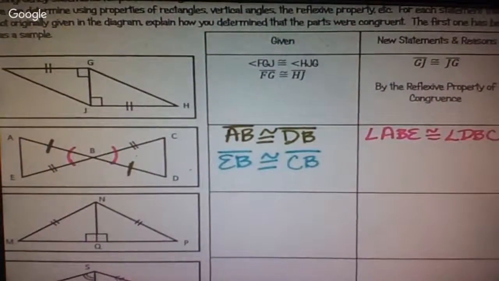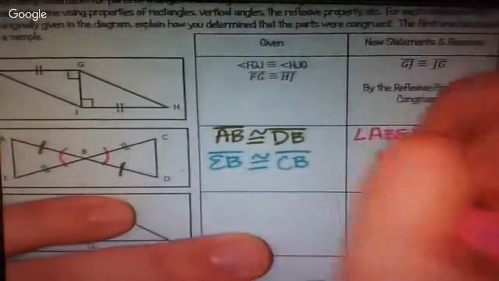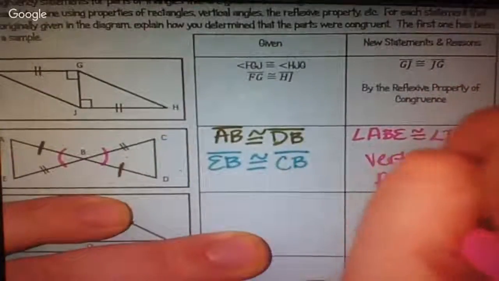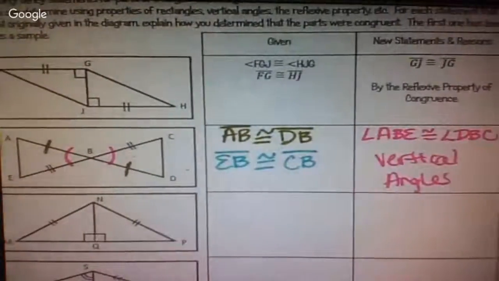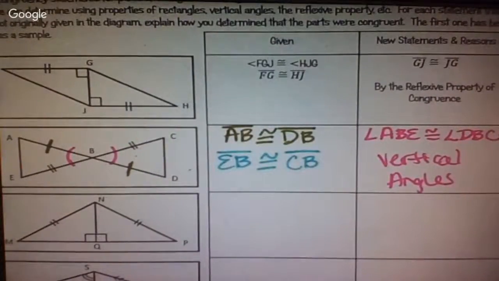Why can I say that? What theorem tells me that I can say that? Vertical angles. These are vertical angles. You can't just say that something's congruent without a reason. You have to have a theorem or a postulate behind it. So what other theorems are there?